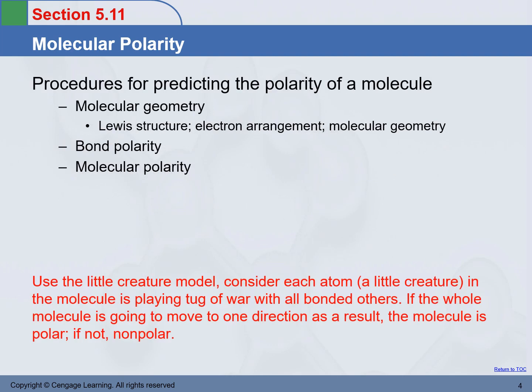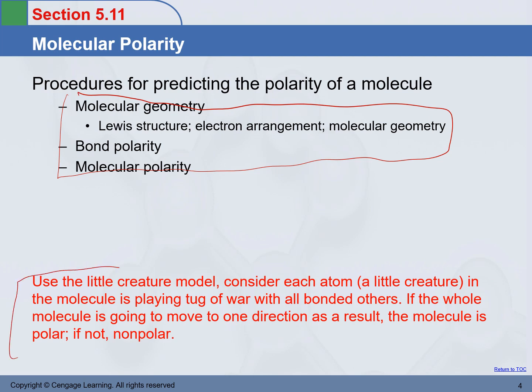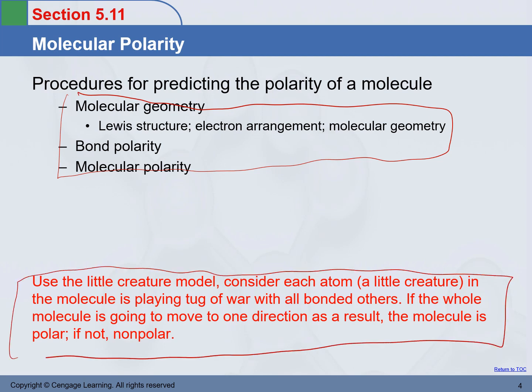Okay, let's move on. Continue to practice this molecular polarity. Again, these are the steps we're going to follow, and this is what you need to think about: the atoms within a molecule are pulling towards each other. They are playing tug of war. If overall the molecule is going to move, it is a polar molecule. If the molecule is going to stay there, not moving, and all the forces cancel each other, that's a nonpolar molecule.